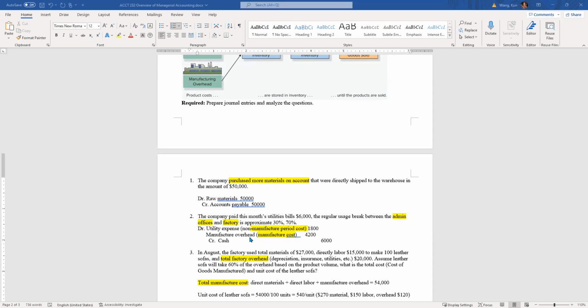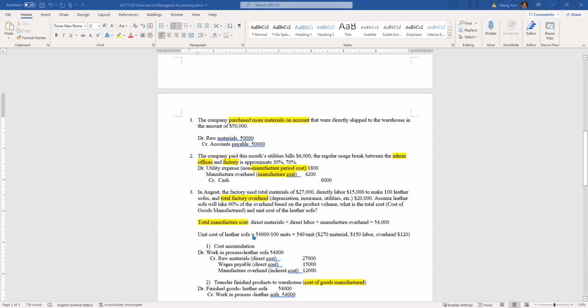So 4,200 will increase the manufacturer overhead, and overall we credit the cash. Cash is an asset decreased by credit, and the cost account increased by debit. So two cost and expense accounts, one related to the admin function and the other one related to the manufacturer function. So there is a breakdown.